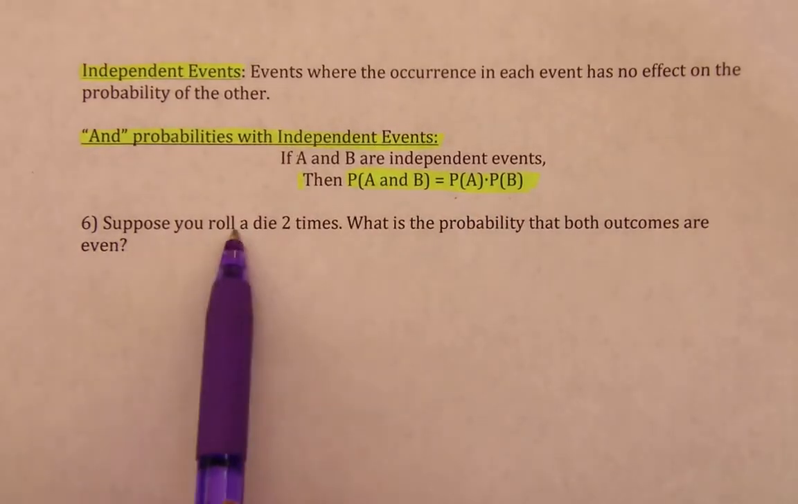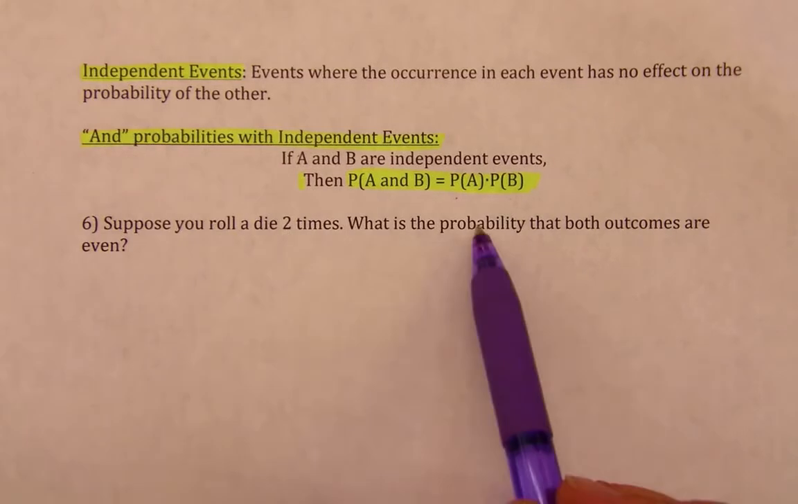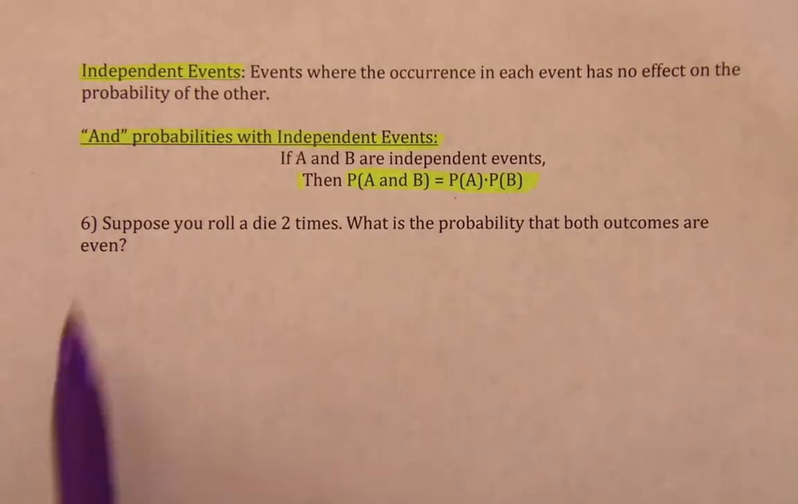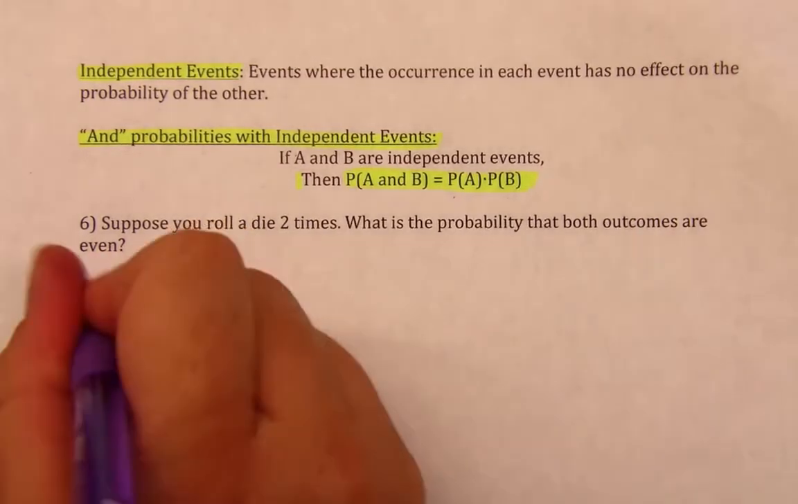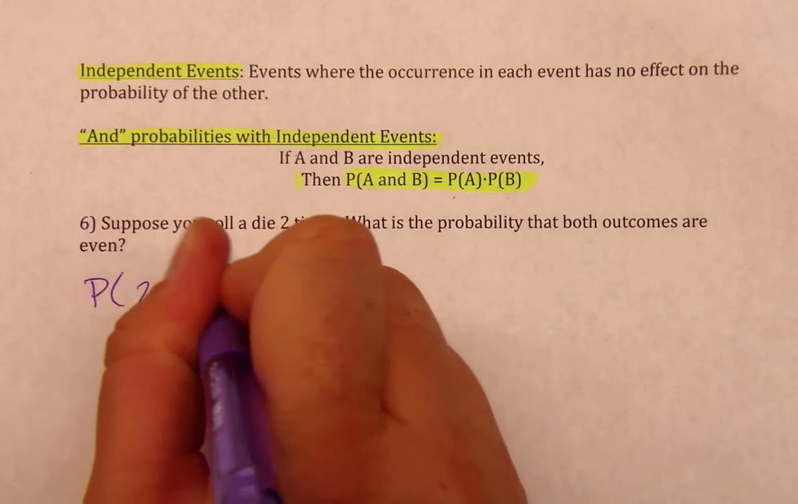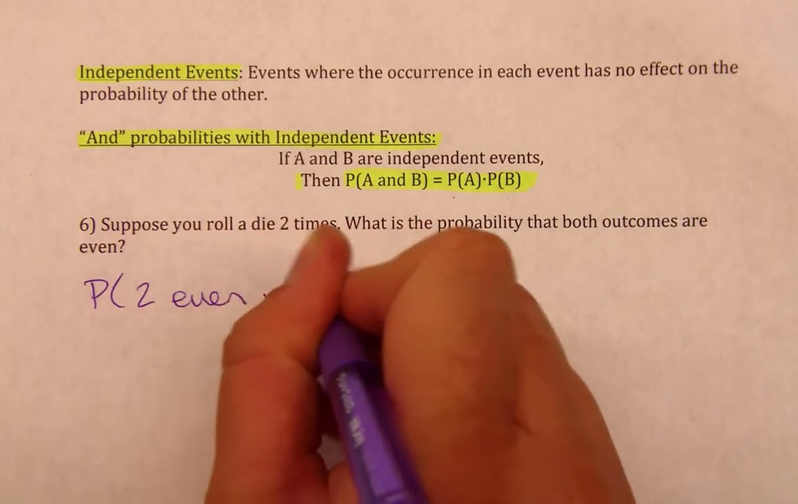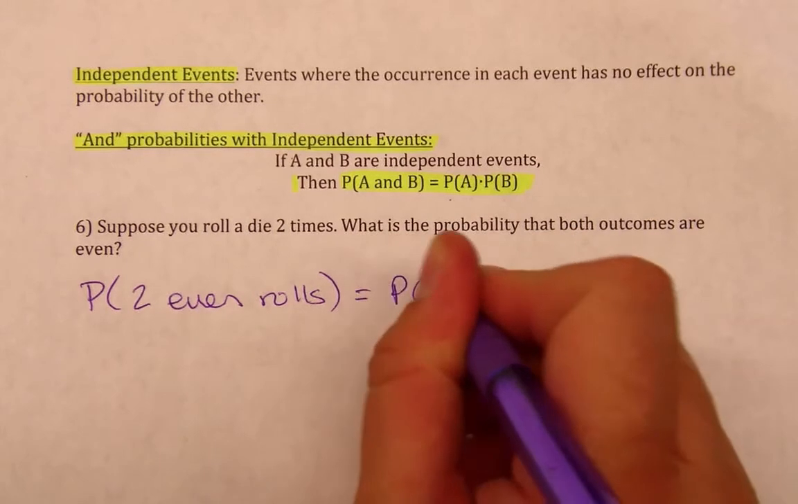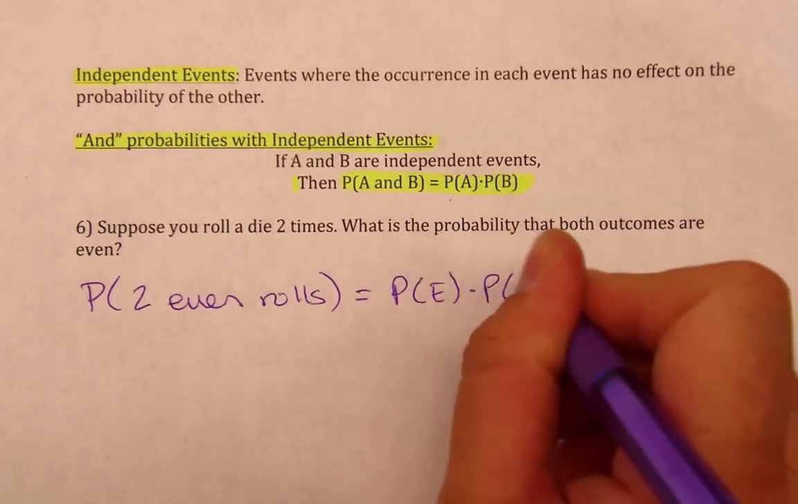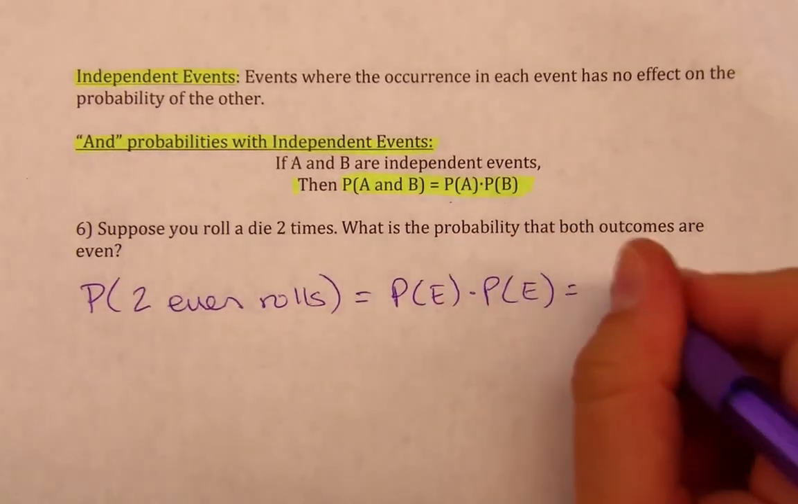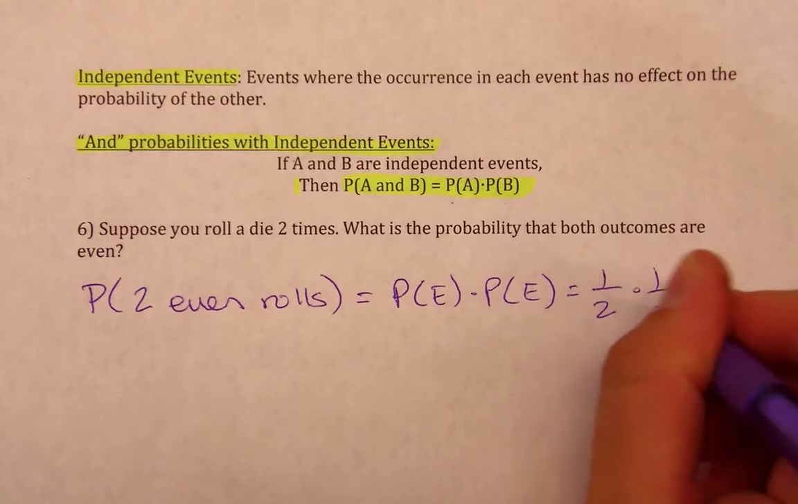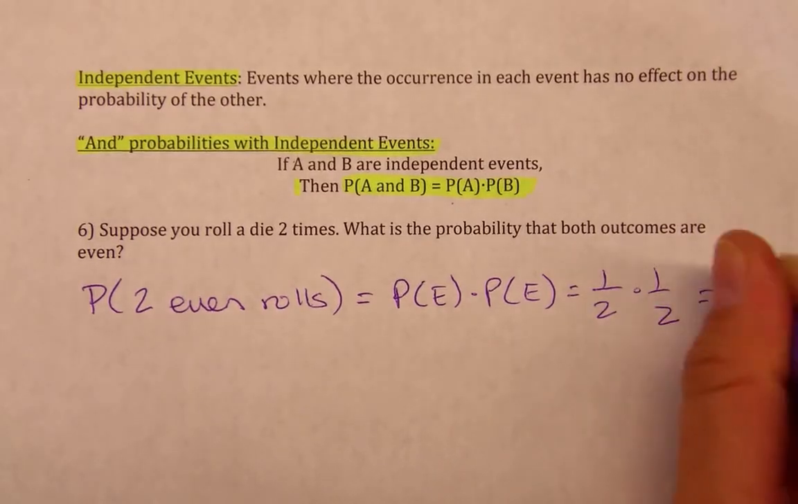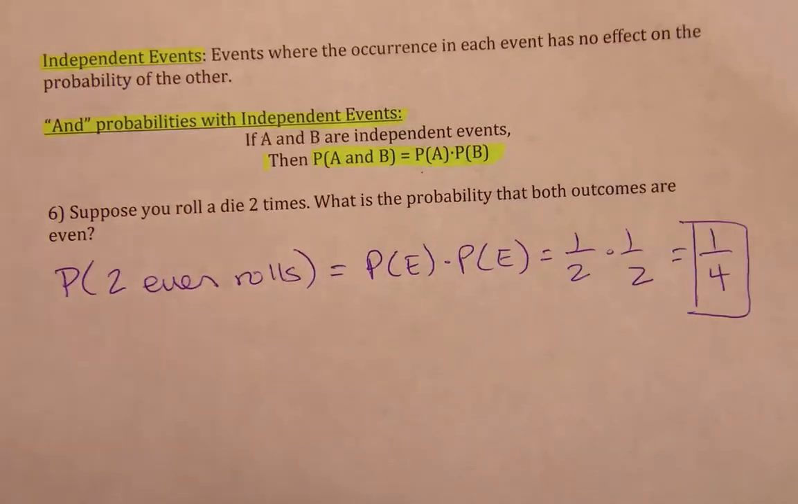So it says, suppose you roll a die 2 times. What is the probability that both outcomes are even? So probability of 2 even rolls. Okay. So probability that it's even times the probability that it's even would be 1/2 times 1/2, and that's 1/4. And that is the end of section 7 and the end of chapter 10.